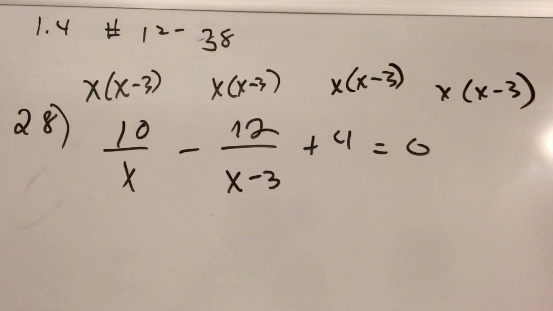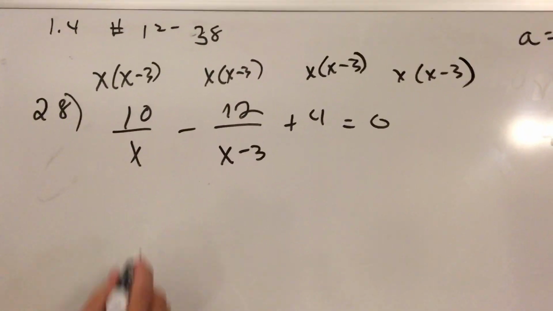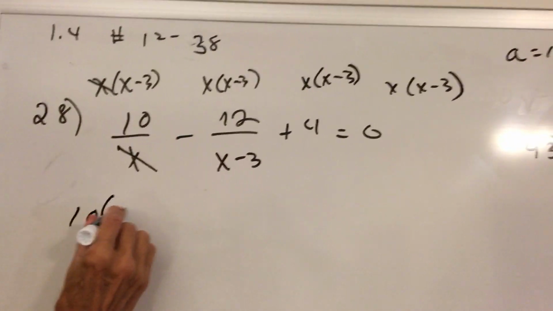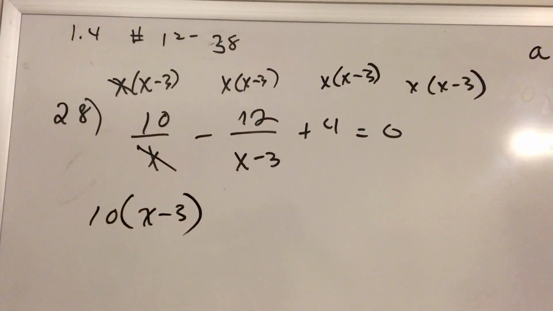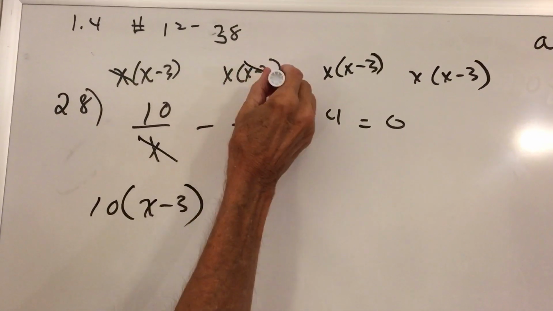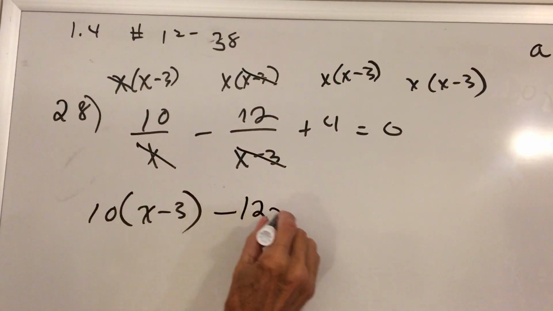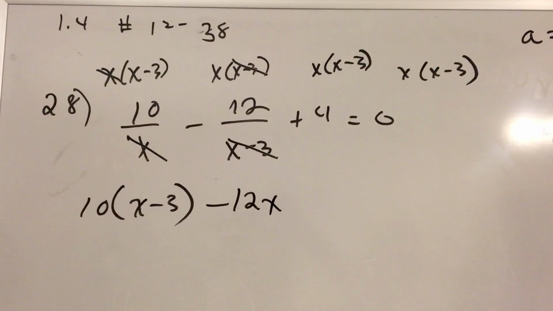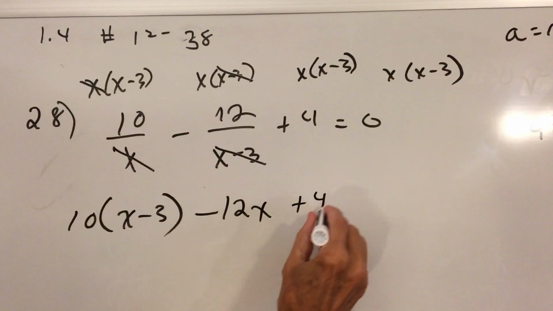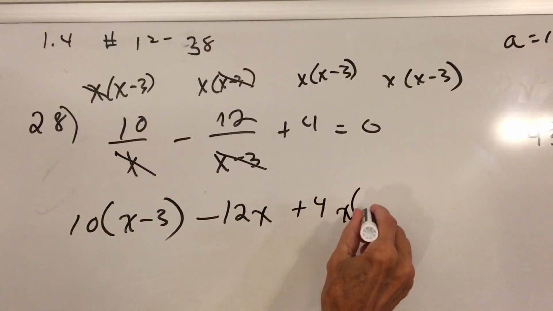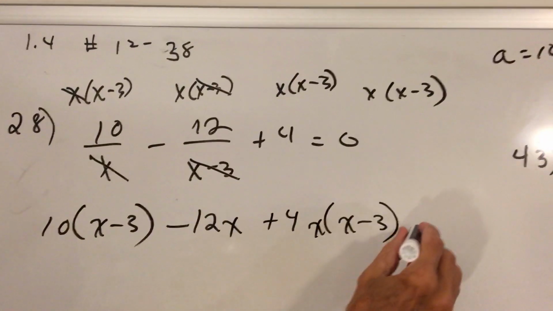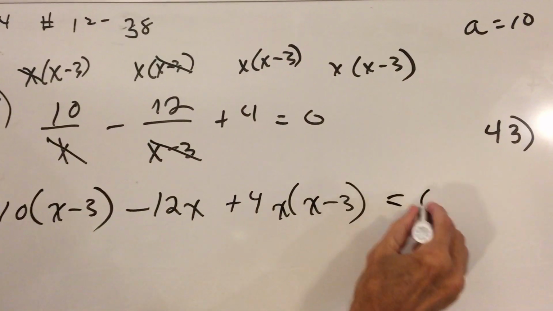All 4 terms get multiplied by x times x minus 3. In the first case, the x's cancel, and so you get 10 times x minus 3. In the second one, the x minus 3 cancel, and you get negative 12x. In the third term, nothing cancels, so you get 4 times x minus 3. And on the right side, you have 0 times anything, still 0.